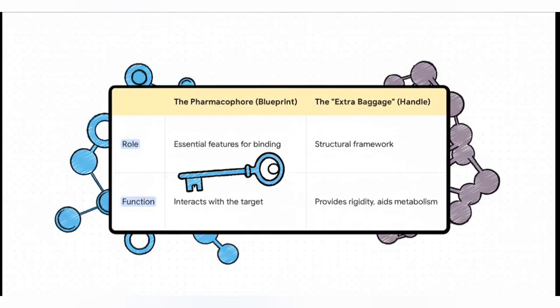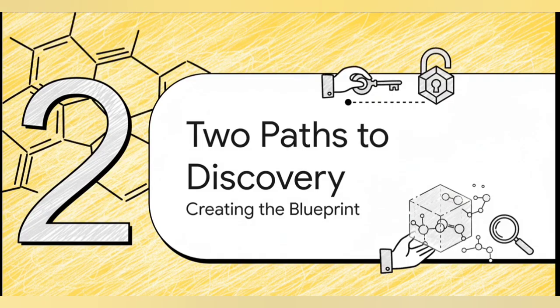And this highlights a really crucial distinction. A drug molecule, the actual key, is made of two parts. You've got the pharmacophore, which is the business end that actually does the work by fitting into the lock. Then you have the rest of the structure, which you can think of as the handle of the key. It's the backbone holding those essential features in just the right place and helping the body process the drug. So, the whole point is, if we can figure out the blueprint, we can design the key.